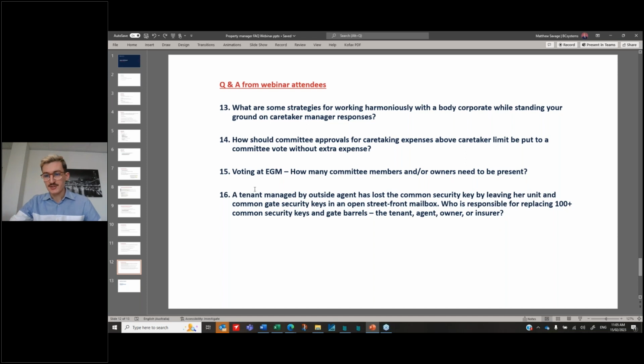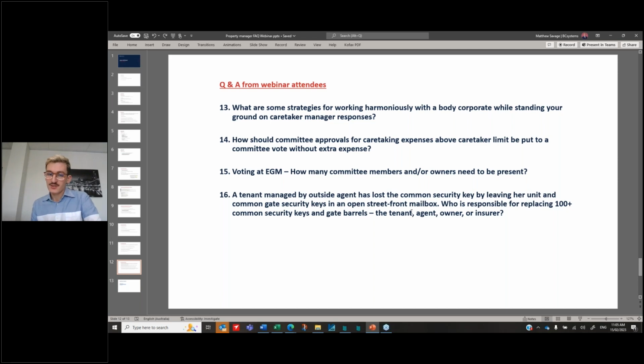The last question is an interesting one. So a tenant managed by outside agent has lost the common security key by leaving her unit and common gate security keys in an open mailbox. Who is responsible for replacing 100 common security keys and barrels? The tenant, agent, owner, or insurer? Good question, and yeah, bad outcome.